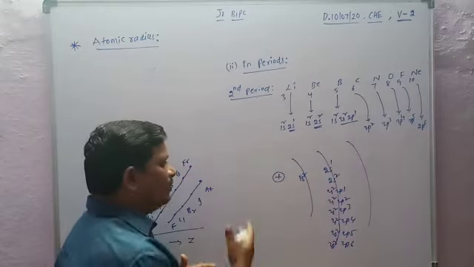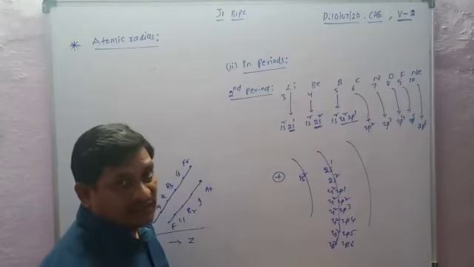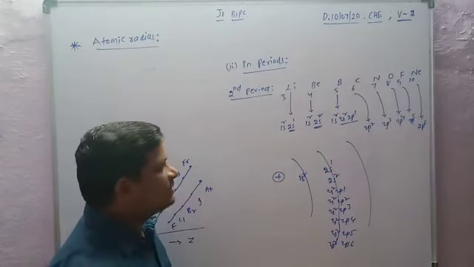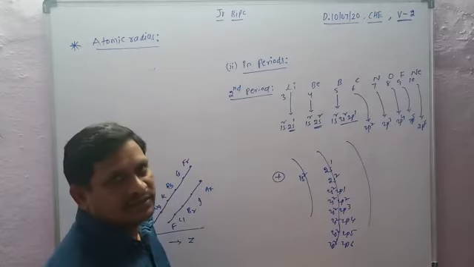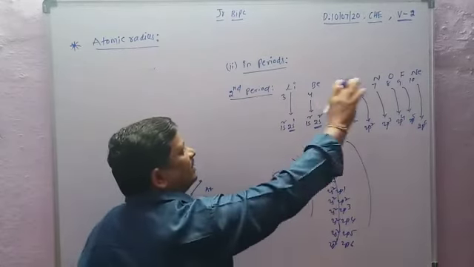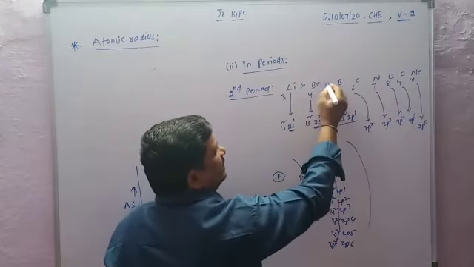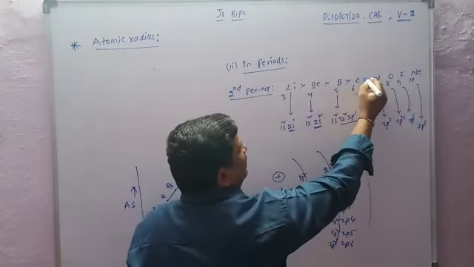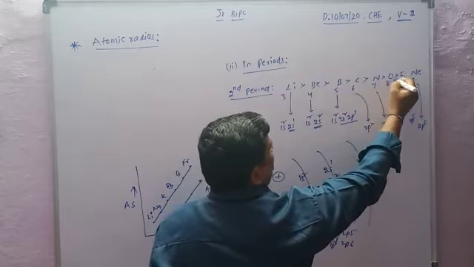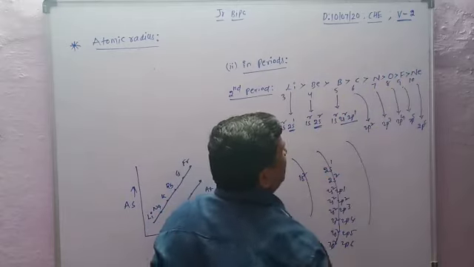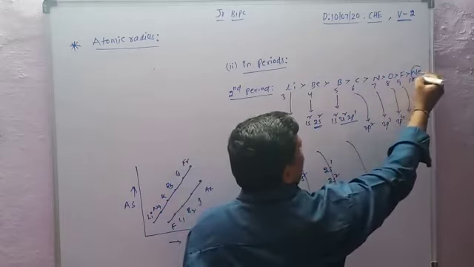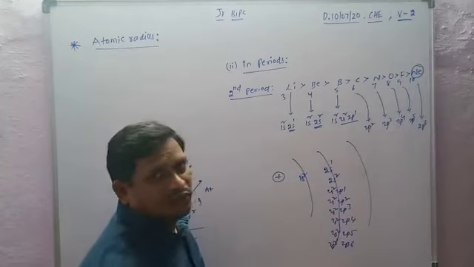Then automatically, what happens to the nuclear charge? It increases. Then what happens to the size? It decreases. So the order of the radius in the second period is lithium greater than beryllium, boron, carbon, nitrogen, oxygen, and fluorine. Actually, neon is a noble gas.